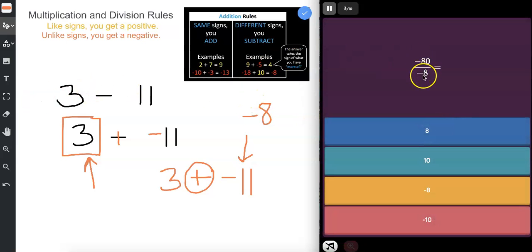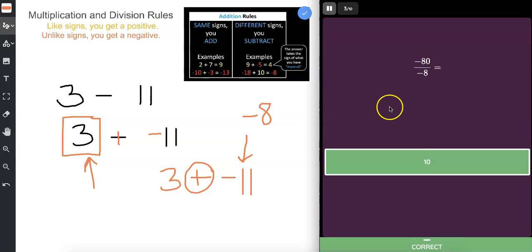Negative 80 divided by negative 8. Well, multiplication division rules say, like signs, you get a positive. So these are like signs. A negative number divided by a negative number gives us a positive number. And a negative 80 divided by a negative 8 is a positive 10.